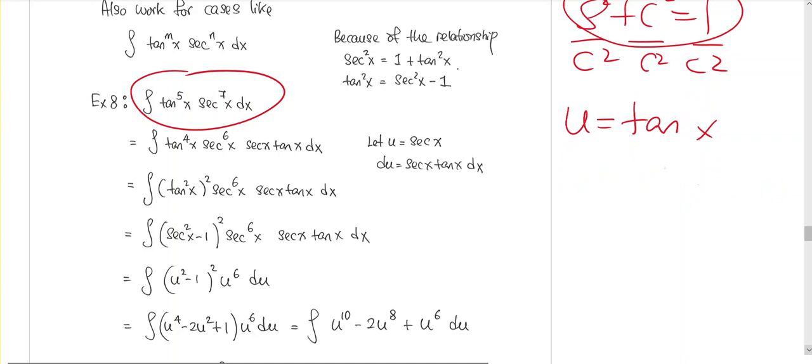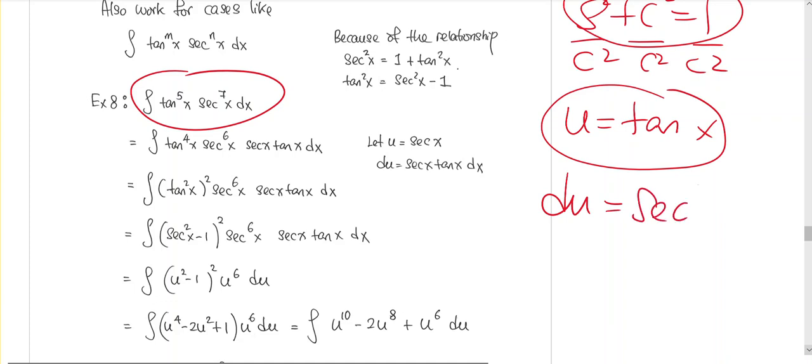Simple is always pretty. I think there's a Chinese proverb for that. I'm not sure. Okay, anyway, simple is good, right? So we will want to try u that looks like this. If you want to try u that looks like this, what's the du? Du will be secant square x dx. So that's a lot of secant and tangent. So maybe you can do that.